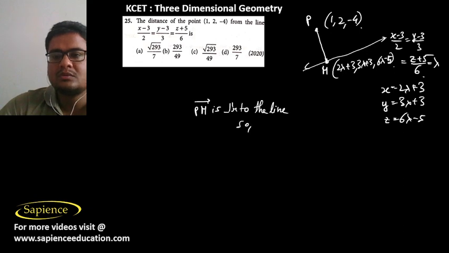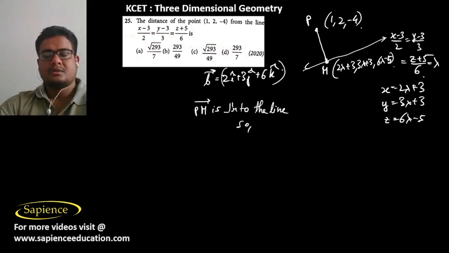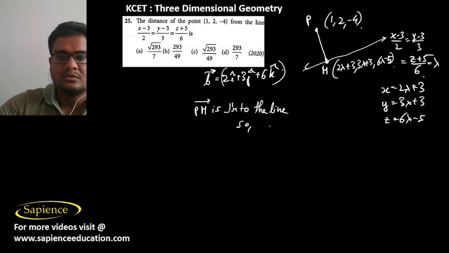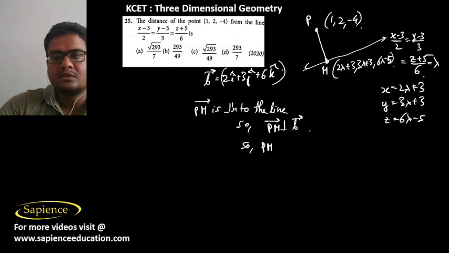Suppose I take B vector, which represents the direction ratios along the line, which are 2, 3 and 6. So B vector is 2i cap plus 3j cap plus 6k cap. Then PM vector is perpendicular to B vector. So PM vector dot B vector is equal to 0.